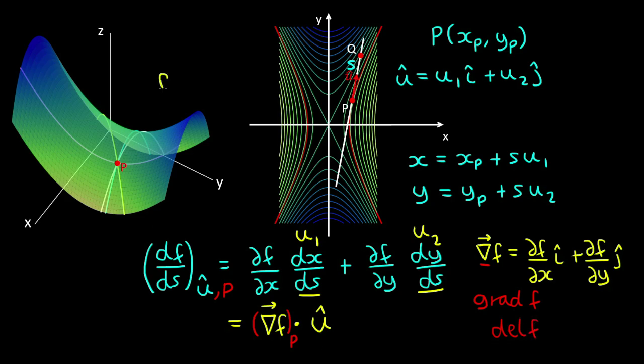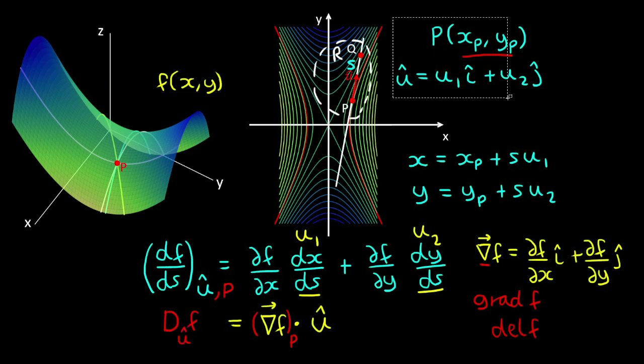So for a function of two variables, x and y, being a differentiable function defined in an open region that contains point P, then the directional derivative is defined at every point in that region.